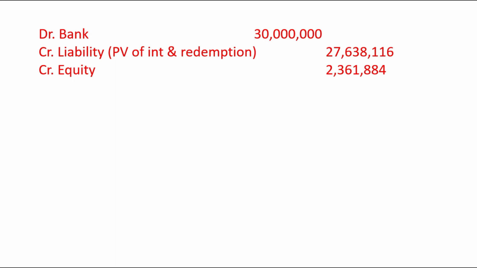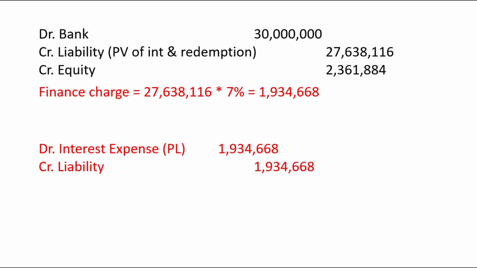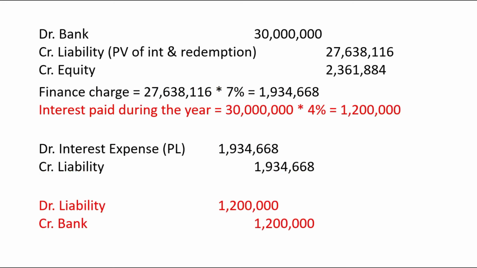Since the market rate is 7%, therefore the company bears a finance charge of 7% times the liability element, and that would be an interest expense to be recognized in the profit and loss account, which increases the liability. Which is why we need to debit interest expense and credit liability. However, during the year the company has paid 4% interest to investors in cash, which has reduced the liability. Therefore we debit the liability and credit bank.